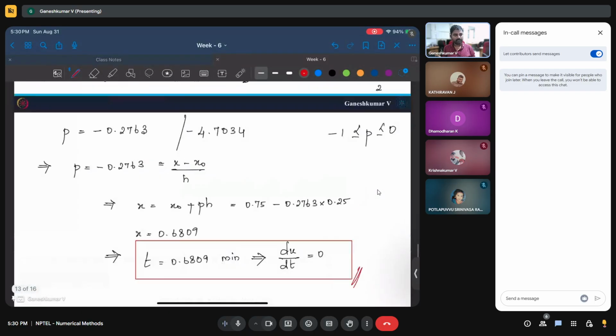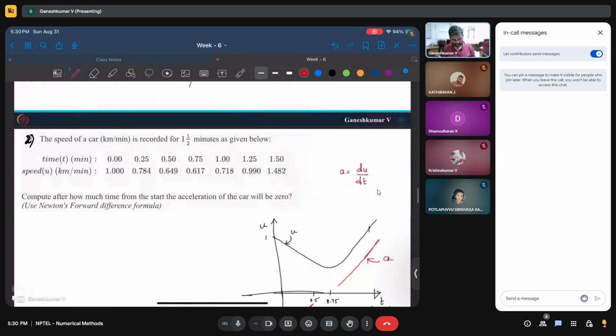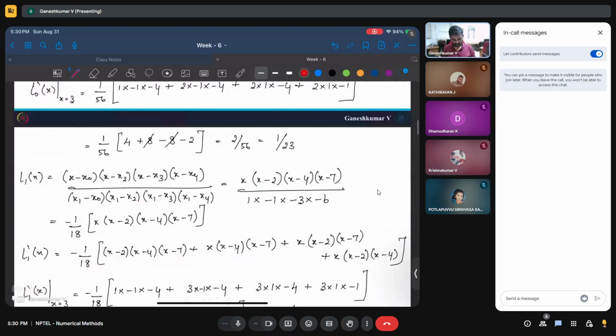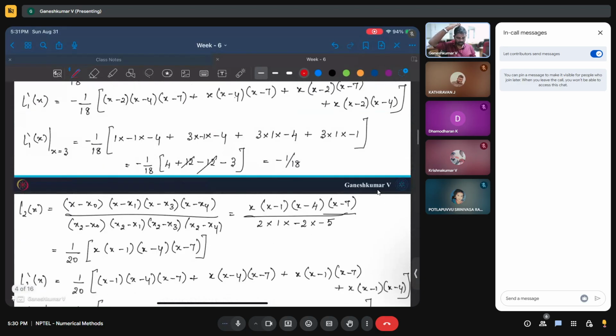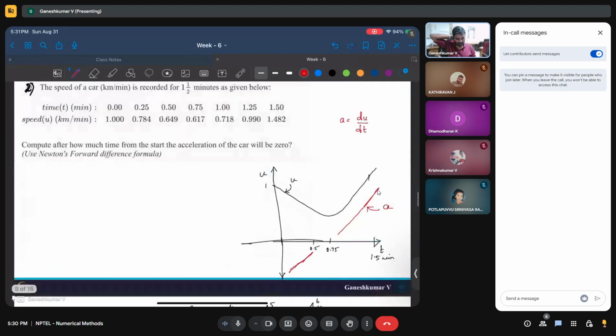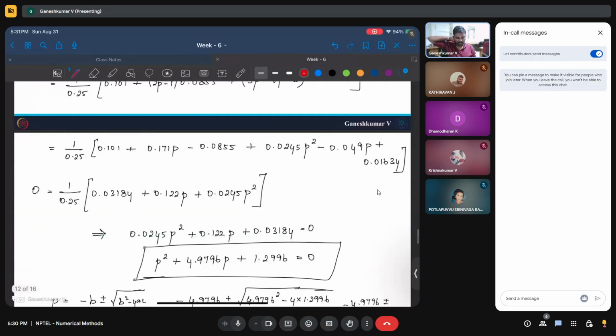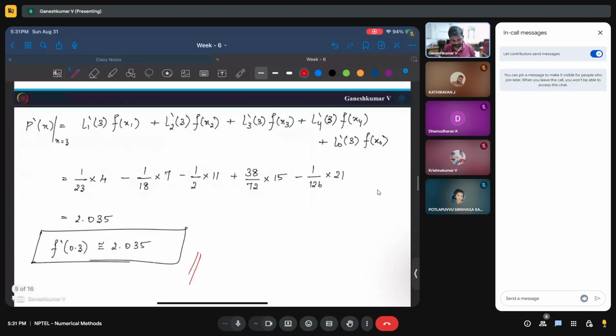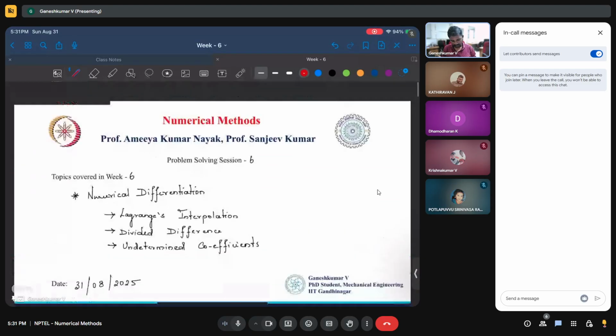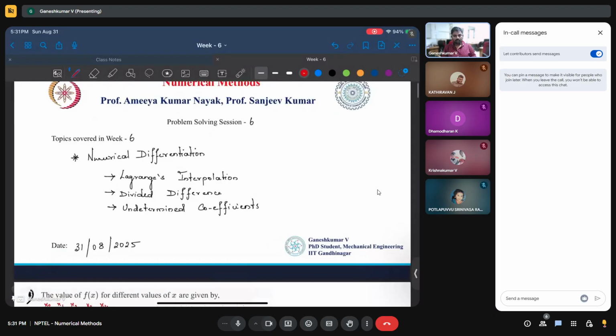All right. Any questions? Today we saw three problems. One was on Lagrange interpolation, the other one was on Newton's forward difference, and the other one is on Bessel's interpolation formula. If you have any questions, please let me know. This is what I have today.